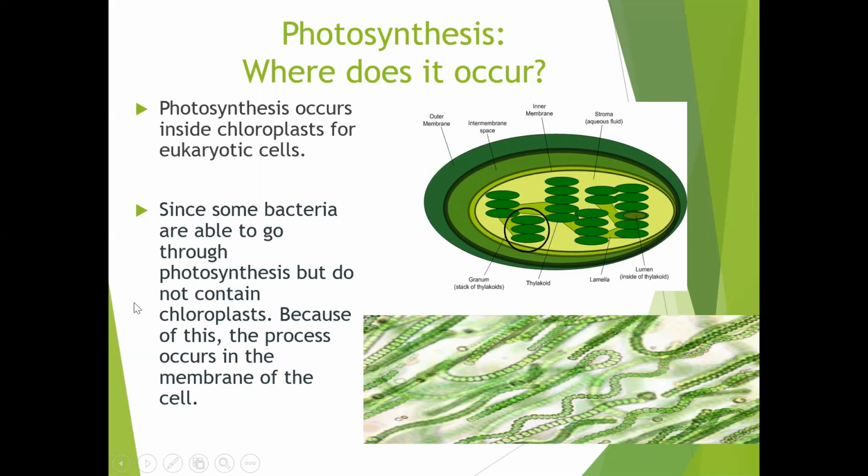Now, earlier we talked about how some bacteria are able to go through photosynthesis. Well, if we go back a few units and remember that prokaryotes do not have organelles, which means they do not have chloroplasts, how are they able to go through photosynthesis? This is because they have chlorophyll that's contained in the membrane of their cell. So even though they do not have chloroplasts that contain chlorophyll, they do have chlorophyll in the membranes of their cells. So that's how they're able to go through photosynthesis.